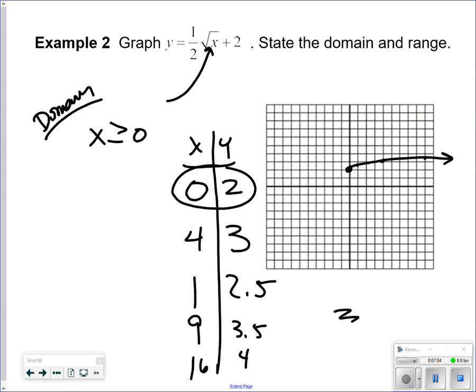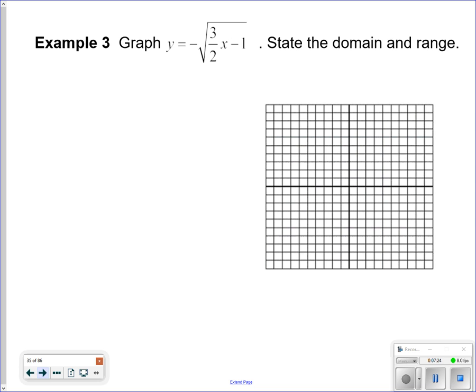So now the domain was x is greater than or equal to 0. The range then, remember, it's all the numbers for y going up from 2. So the range for y is y greater than or equal to 2. So the very first point is basically where the domain and the range are established.